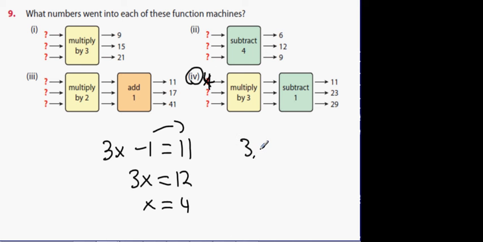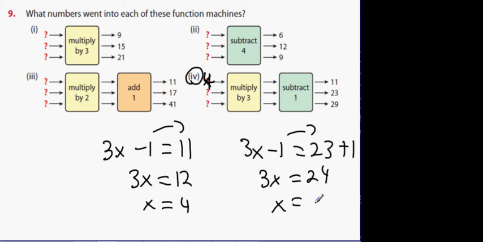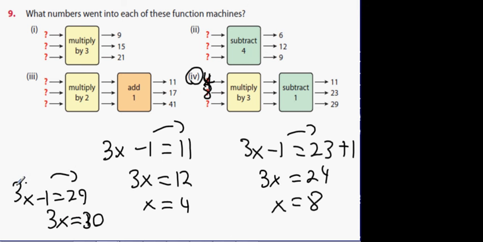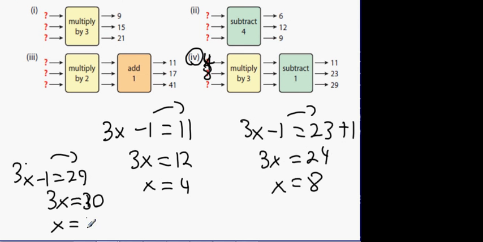Next one. 3x minus 1 equals 23. What is the input this time? 3x equals... Anybody? 24. x equals 8. The input for the second one is 8. And finally the last one. 3x minus 1 is 29. Bring over the 1. 3x equals 30. x equals 10. Who got those 3 numbers out last night? 4, 8 and 10. Okay, majority.